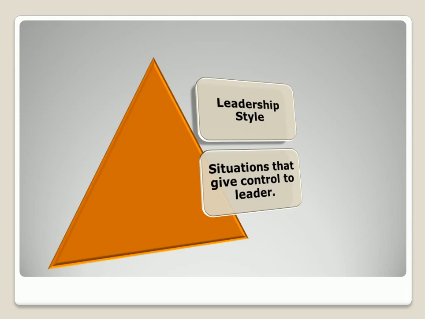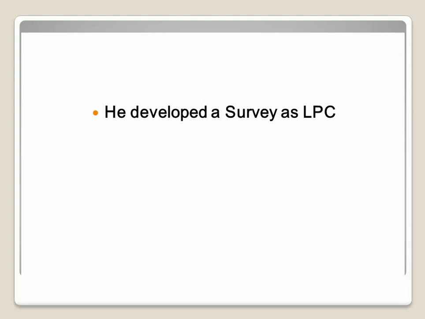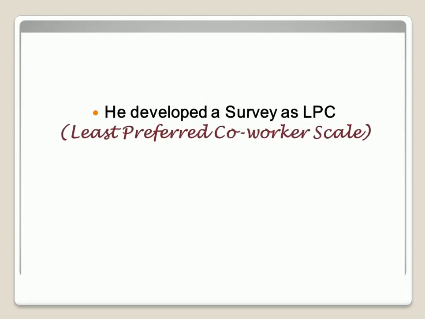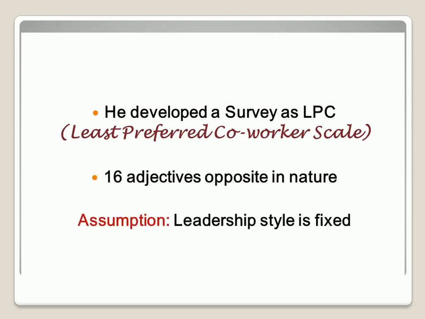Now, how did Fiedler measure leadership style? For that, he developed a survey, the LPC, that is the least preferred coworker scale, and this scale consists of 16 adjectives that are opposite in nature. Fiedler made an assumption here that leadership style is fixed. Fiedler believed that leadership style is fixed and can only be measured using the scale that he developed, the LPC scale, the least preferred coworker scale.